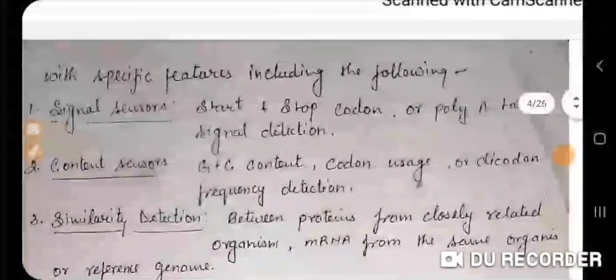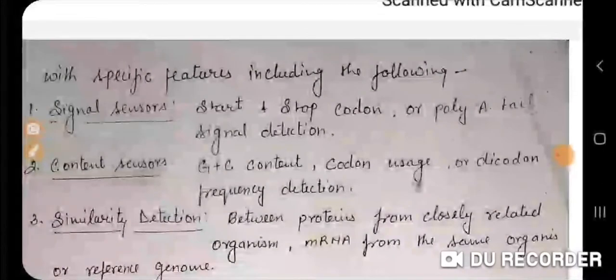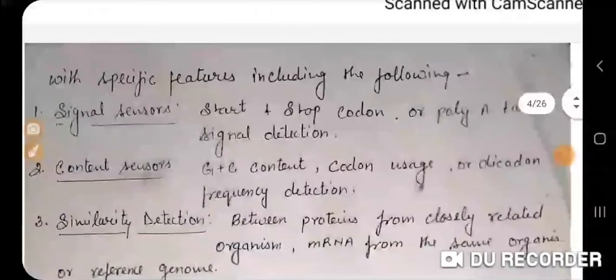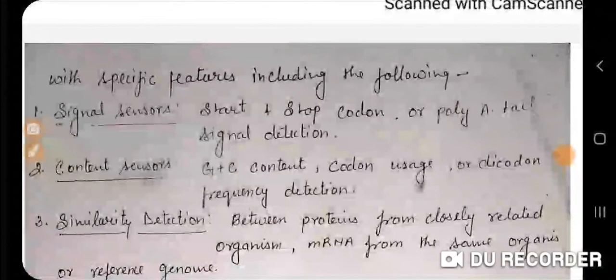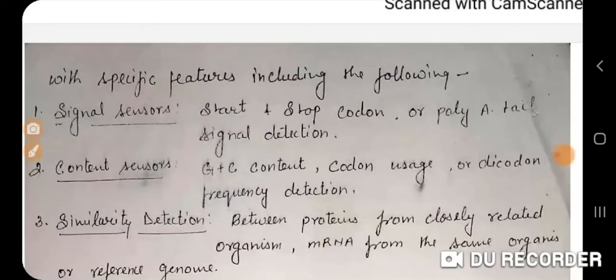Okay, so there are three kinds of detection signals, three kinds of features available. Number one is signal sensors, then content sensors, and similarity detection. These are the three common features. Signal sensors find the specific region. When we go for any gene identification, there are certain codons.